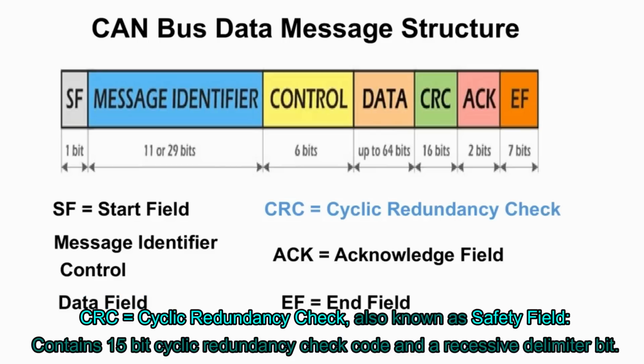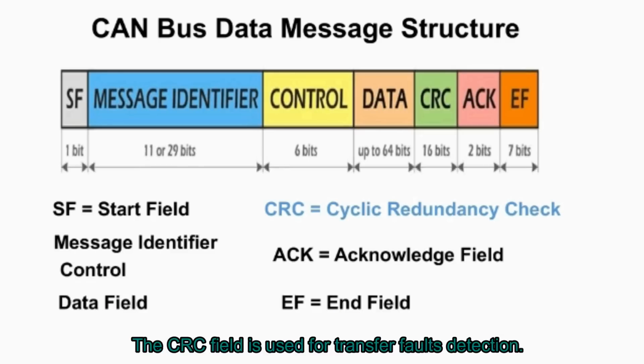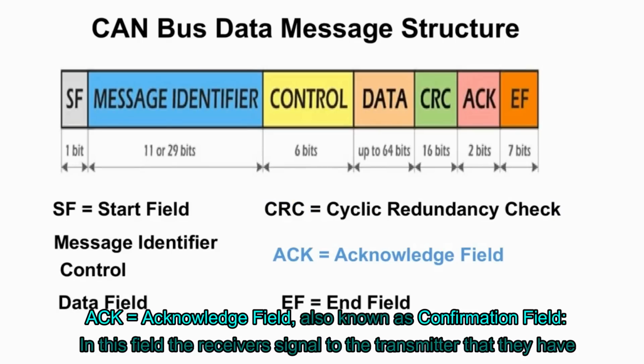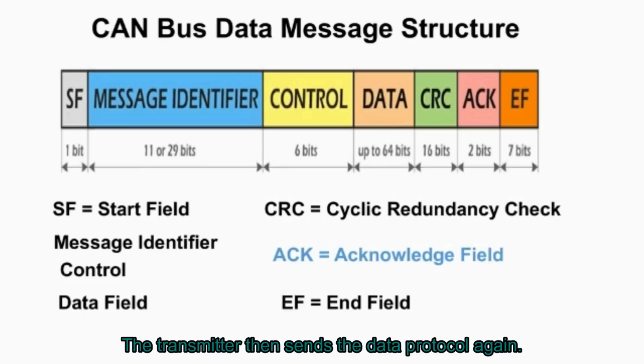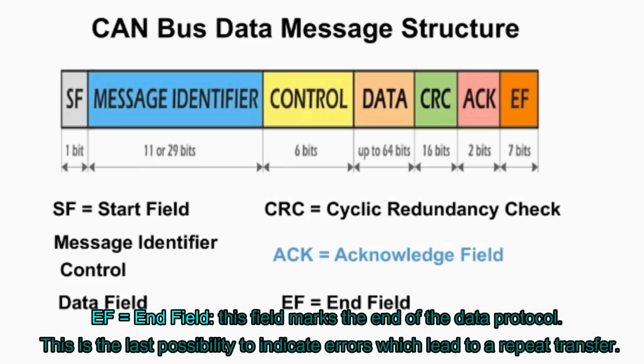CRC equals cyclic redundancy check, also known as safety field, contains a 15-bit cyclic redundancy check code and a recessive delimiter bit. The CRC field is used for transfer fault detection. ACK equals acknowledge field, also known as confirmation field. In this field the receivers signal to the transmitter that they have correctly received the data protocol. If an error is detected, the receivers notify the transmitter of this immediately. The transmitter then sends the data protocol again. EF equals end field, this field marks the end of the data protocol. This is the last possibility to indicate errors which lead to a repeat transfer.